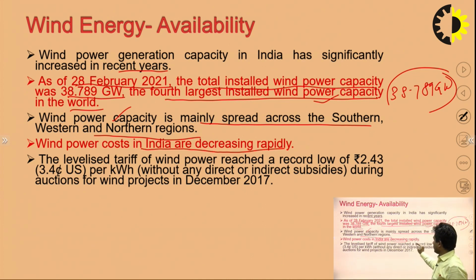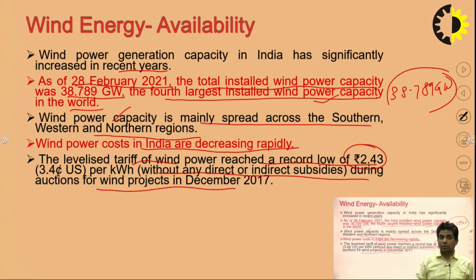Power costs in India are decreasing rapidly, definitely, because as you utilize wind power establishments, the cost will definitely keep reducing. The realized tariffs at auction hit a record low of 2.43 rupees per kilowatt hour without any direct or indirect subsidies during an auction of wind projects in December 2007. Your electricity production cost is usually 3 to 5 rupees per unit, or 7 rupees per unit, but in terms of wind energy we can record a low of 2.43 rupees per unit.